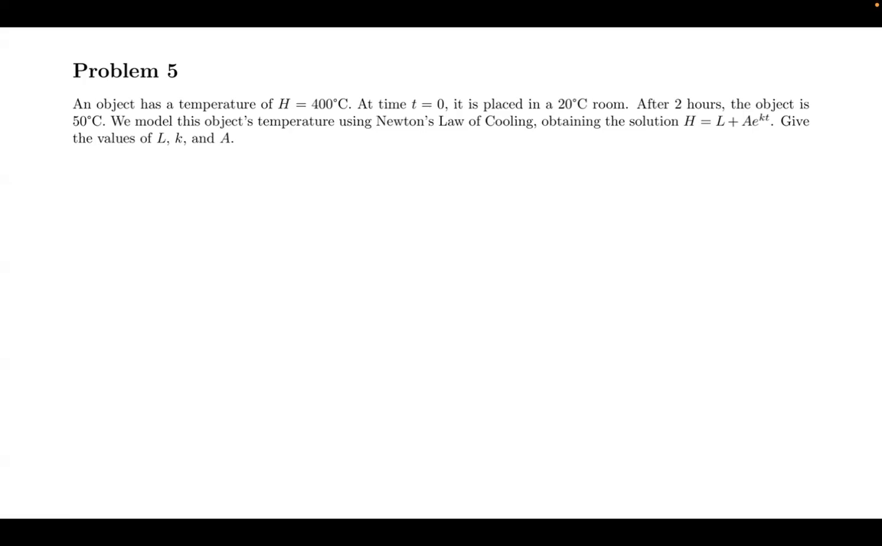So what I am doing is I'm doing this problem 5, and you will get an idea how to do problem 4. So the question is, an object has a temperature 400 at time 0. It is placed in a room with 20 degrees Celsius temperature. So obviously, now you can understand we have to follow the Newton's law of cooling or warming.